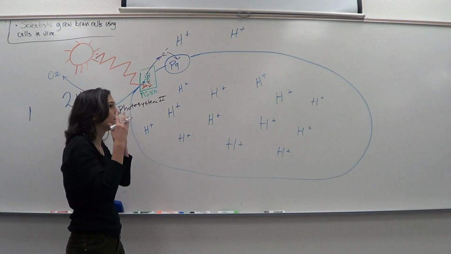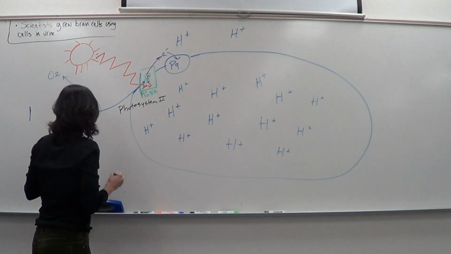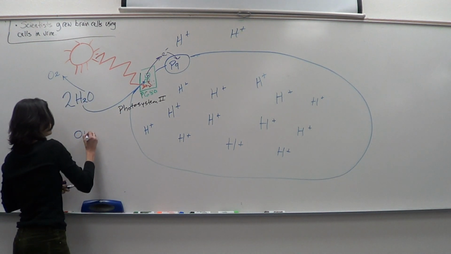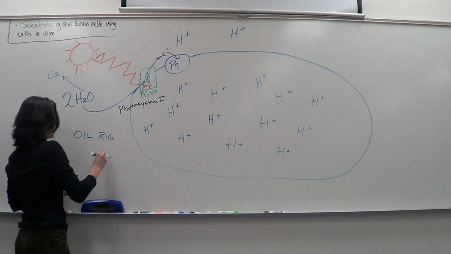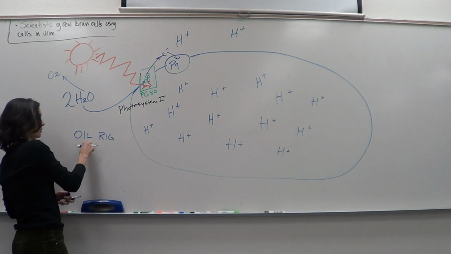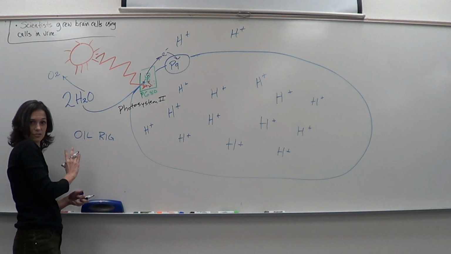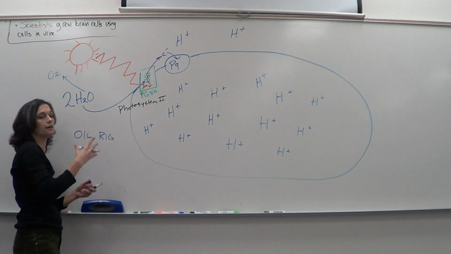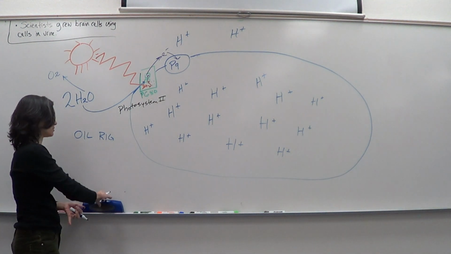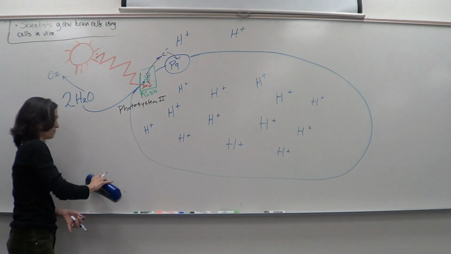You can always remember which is which because if you remember the term OIL RIG, that abbreviation, oxidation is loss, reduction is gain. It tells you what happens to the electron. So if you remember OIL RIG, you can remember which molecule is which in a redox reaction.